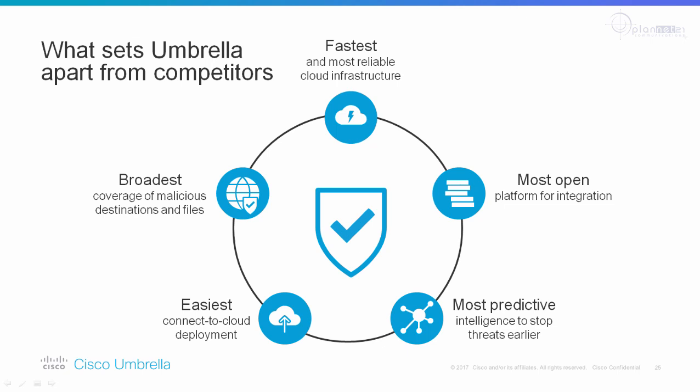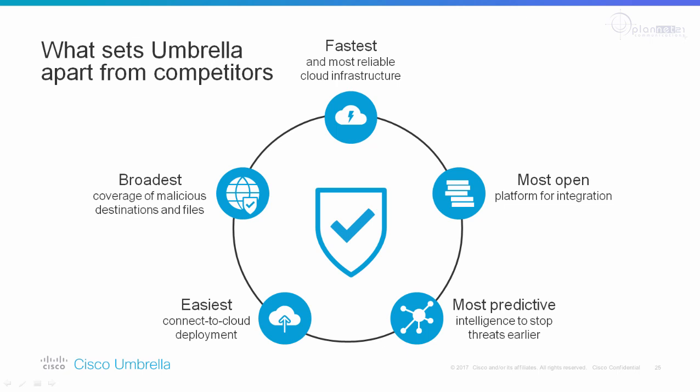It's the most open platform. Leveraging our bidirectional APIs, customers can easily integrate Umbrella with existing tools to automatically add to our platform or enhance another system, extending protection and enhancing information. It's the most predictive intelligence. Our unparalleled intelligence enables us to uncover malicious domains, IPs and URLs before they're ever used in an attack.